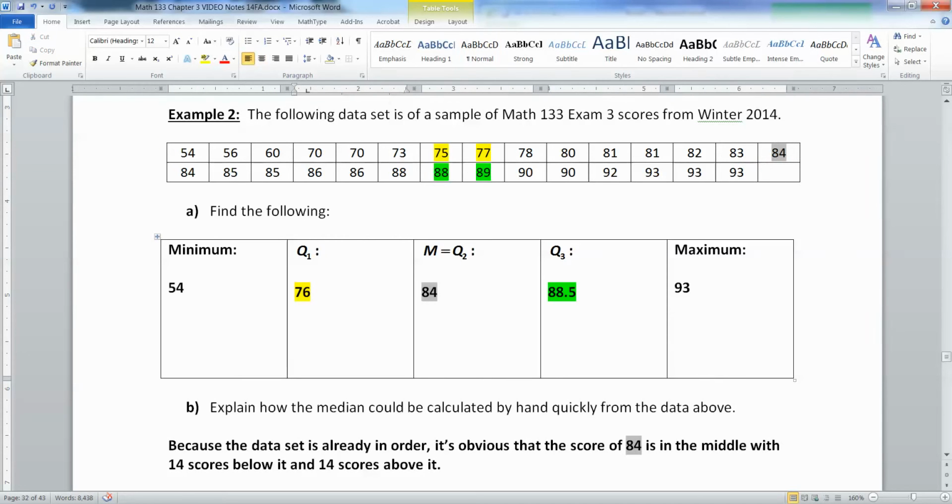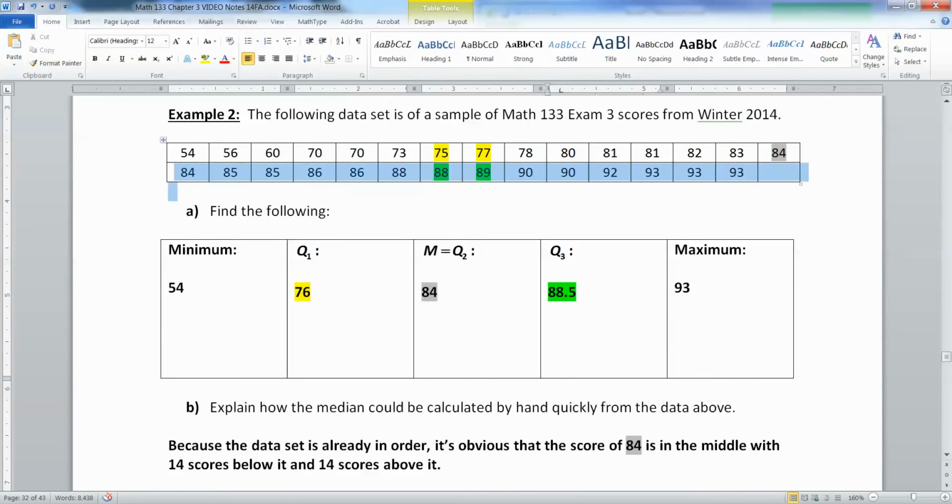Now the first quartile, if you look at this bottom half, what you want is the middle score, the number in the middle, the median, if you will, of that bottom half. Well, the median of the bottom half, it's 14 scores, so it's the middle between these two yellow ones, 75 and 77. So you add 75 plus 77 and divide by 2, and you'd have 76. Of course, you didn't have to do that because the calculator figured it out for you, but that's how you would calculate it by hand if you needed to, or if you needed to explain it to somebody.